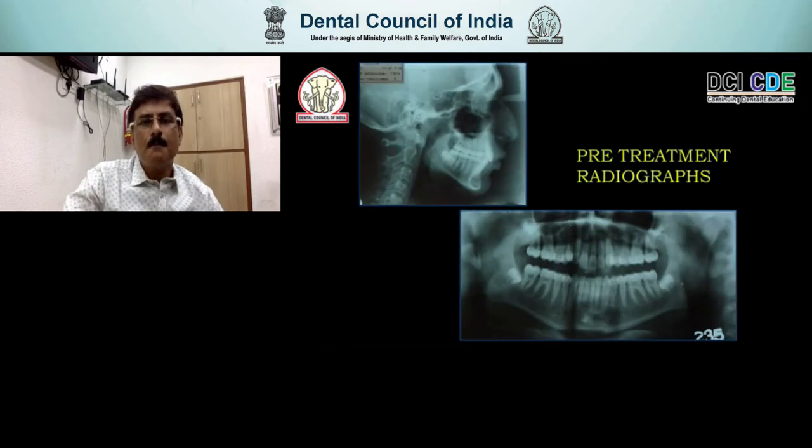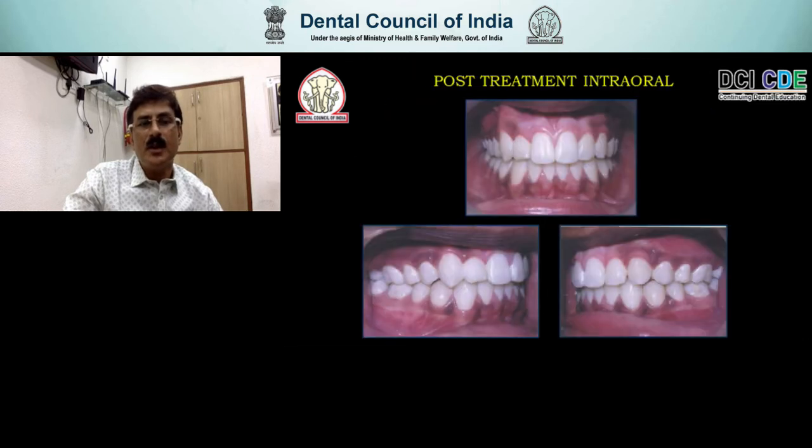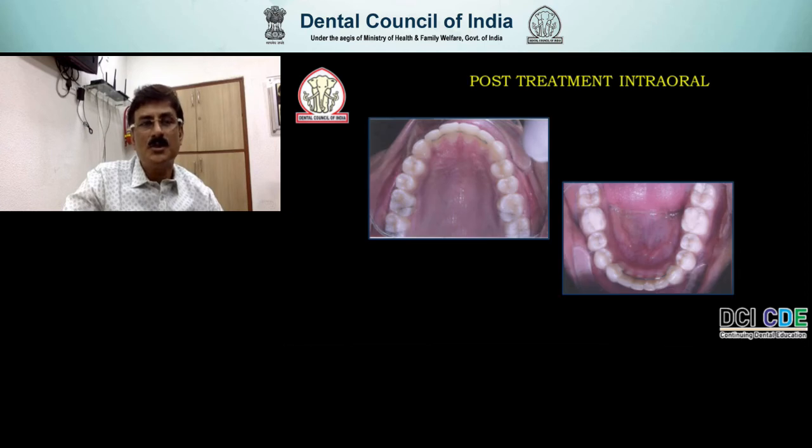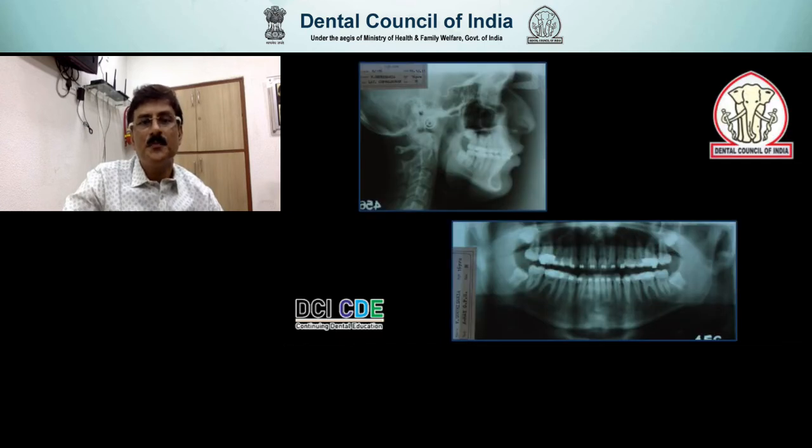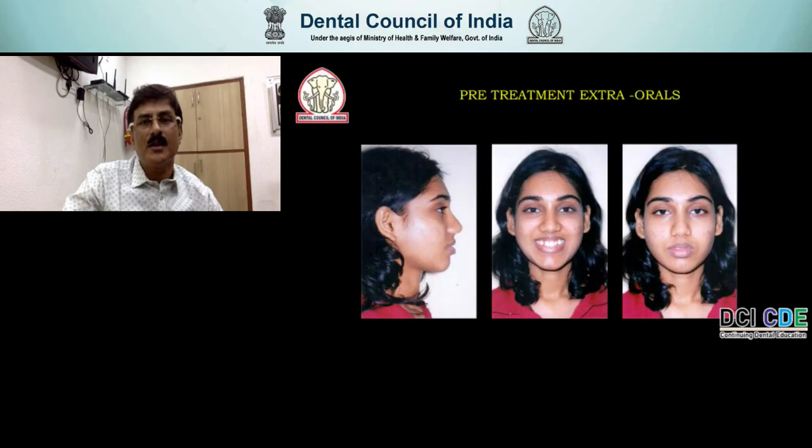That's pre-cephalogram and OPG. That's post pictures, and that's the occlusion. The molar and canines are in class 1. The midlines are matching, normal overjet and overbite, and the arches are aligned. That's occlusions. That's post-cephalogram and OPG. The roots are parallel. Molar distalization, bilateral, and taken care of.